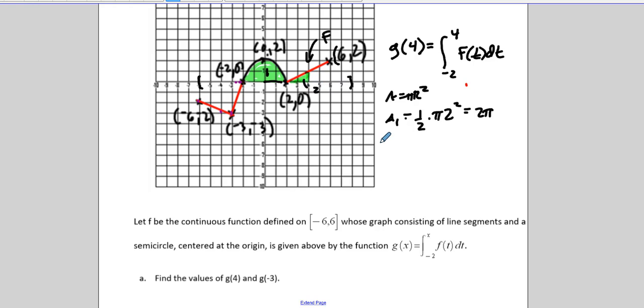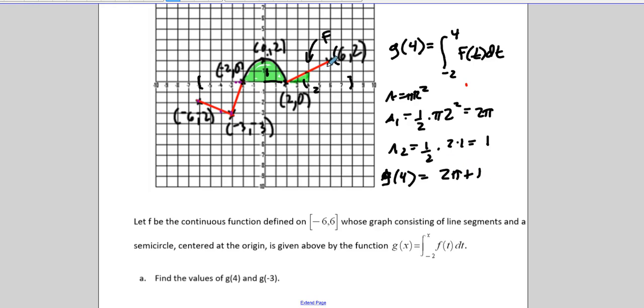The second part, a sub 2, I'm going to do it first, then I'm going to go through again how to find that if you didn't know what that point was. Well, that's going to be a triangle. Area of a triangle is 1/2 base times height, so that's 1/2 of 2 by 1, which is 1. So the actual area here for g of 4 is going to be 2 pi plus 1.